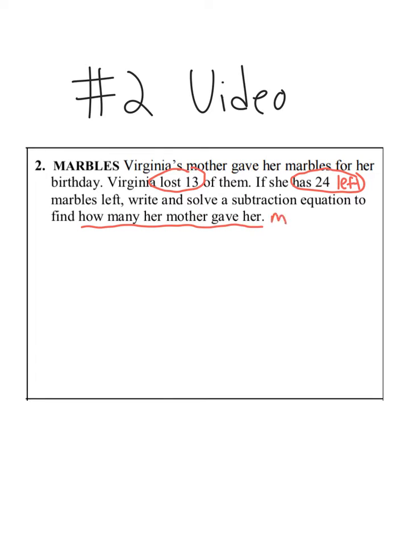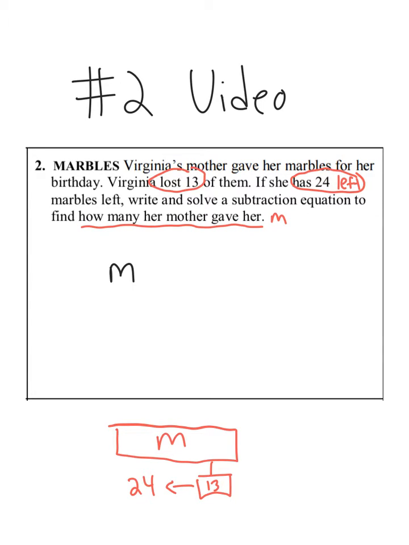So let me start with my bar diagram. Her mother gave her M marbles. She lost 13, so I'm going to take those 13 away, and she's left with 24. So when I write my equation, it's the marbles her mom gave her, M. She lost 13, and she's left with 24.